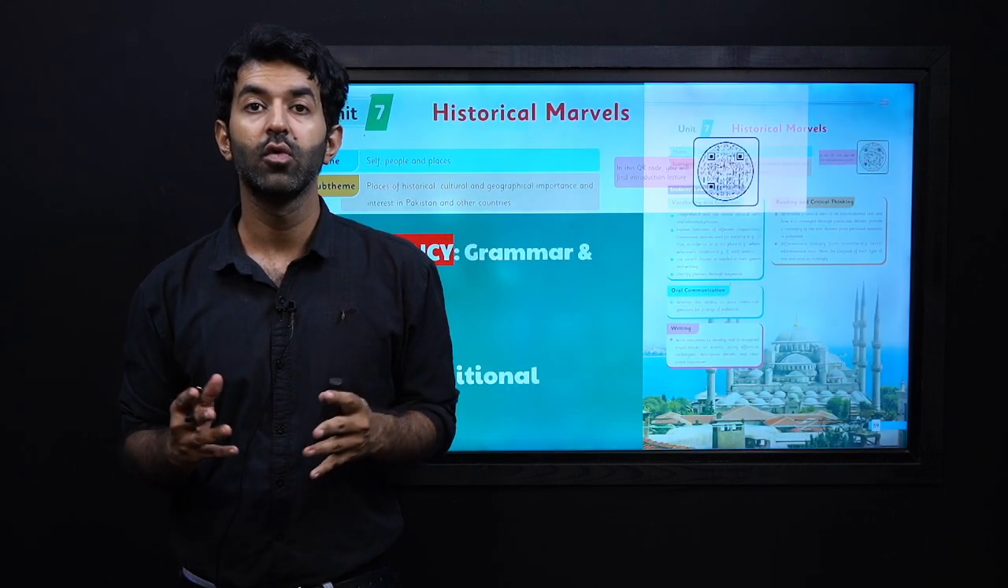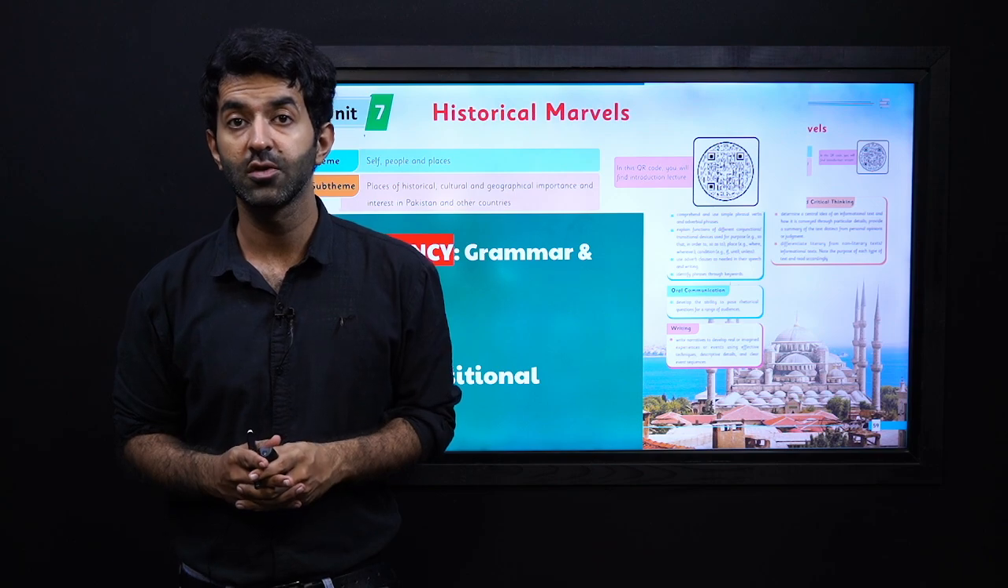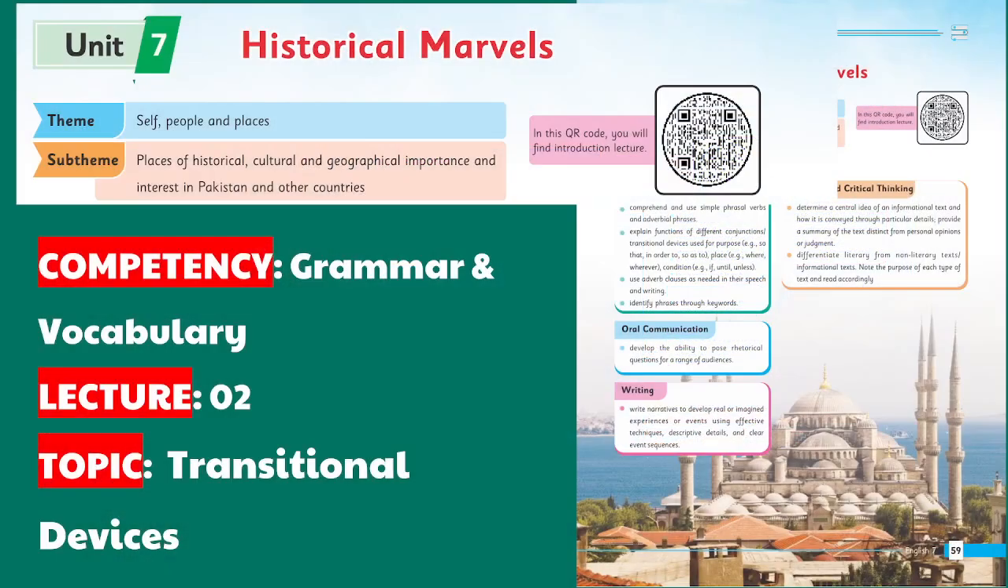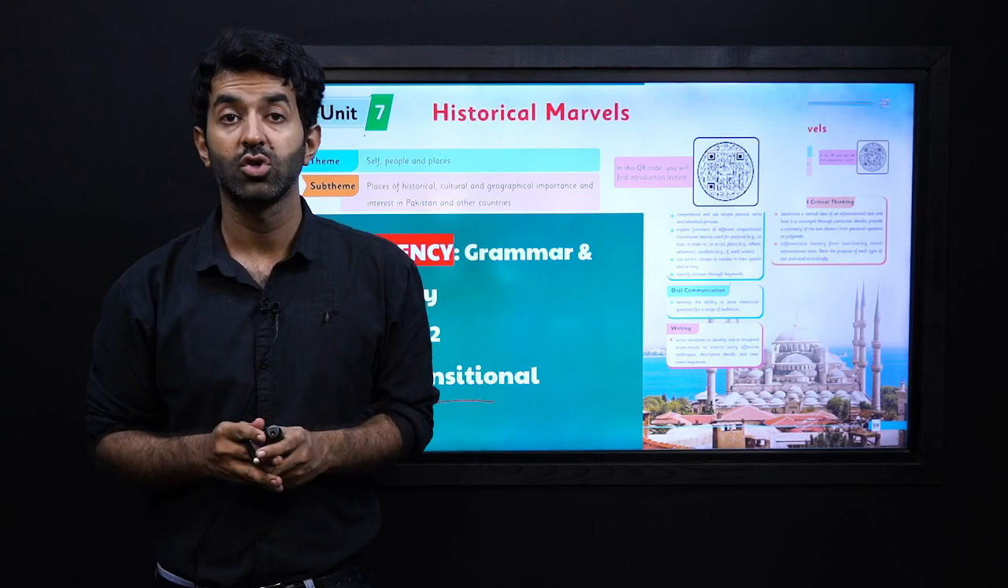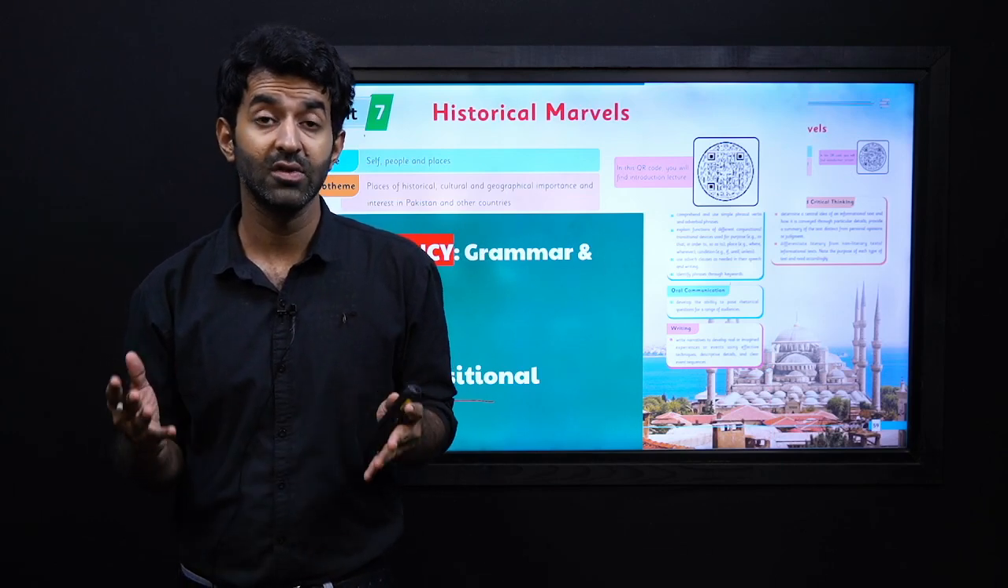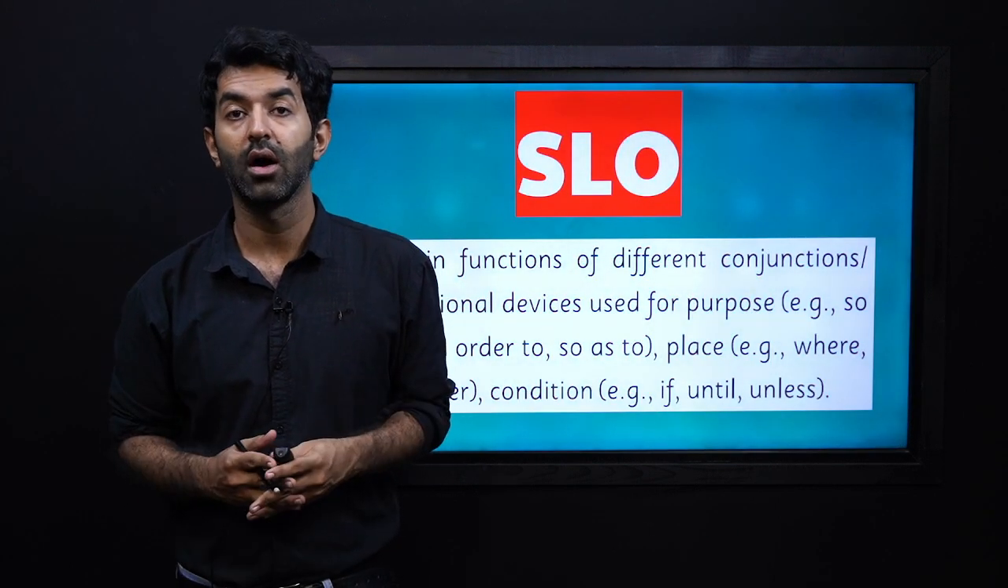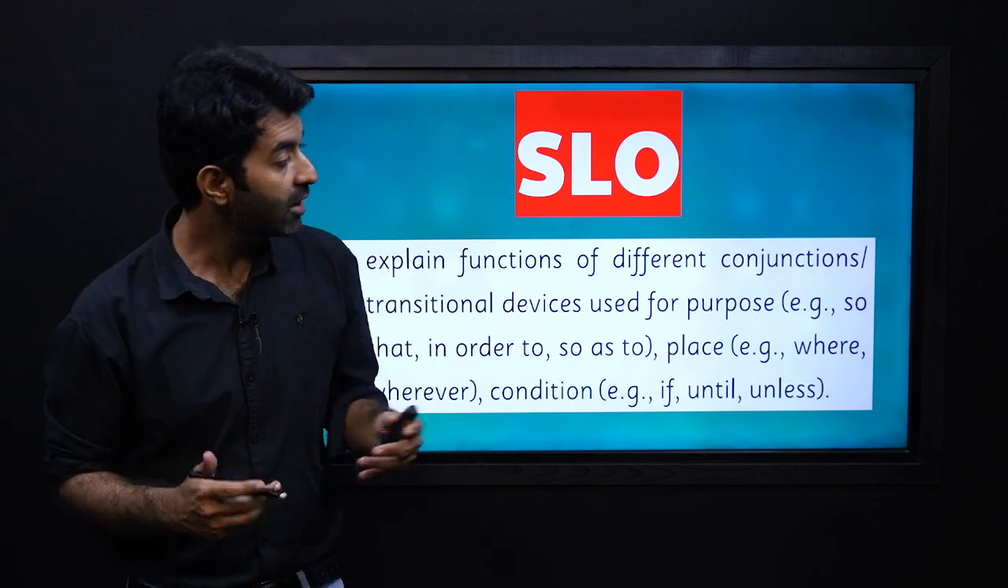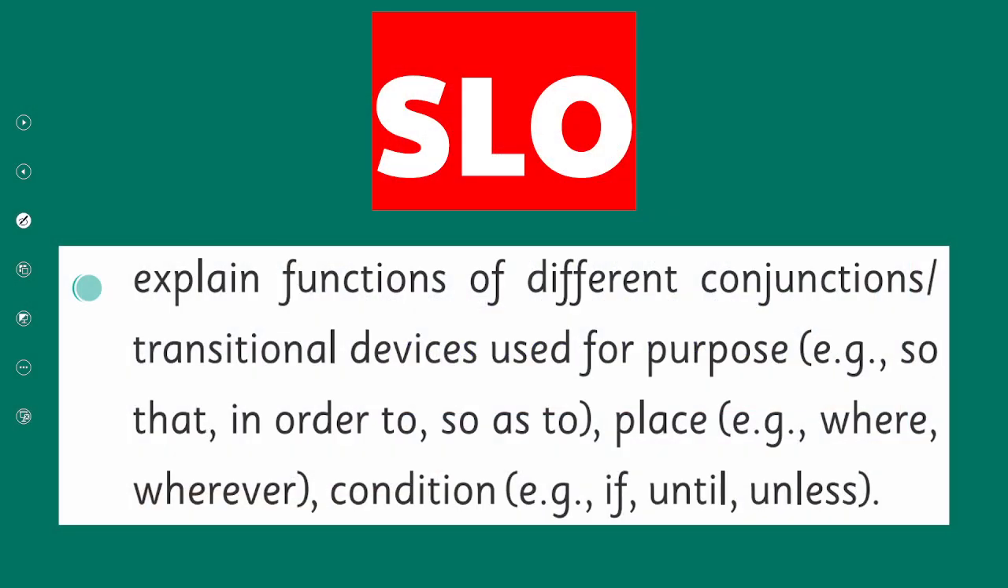Today students, we will talk about another students learning outcome of our unit number 7, which is about transitional devices. Yes, we are very much aware of what transitional devices or words are. So let's explore them and recall our prior knowledge as well. The learning outcome today says, explain functions of different conjunctions or transitional devices used for purpose.